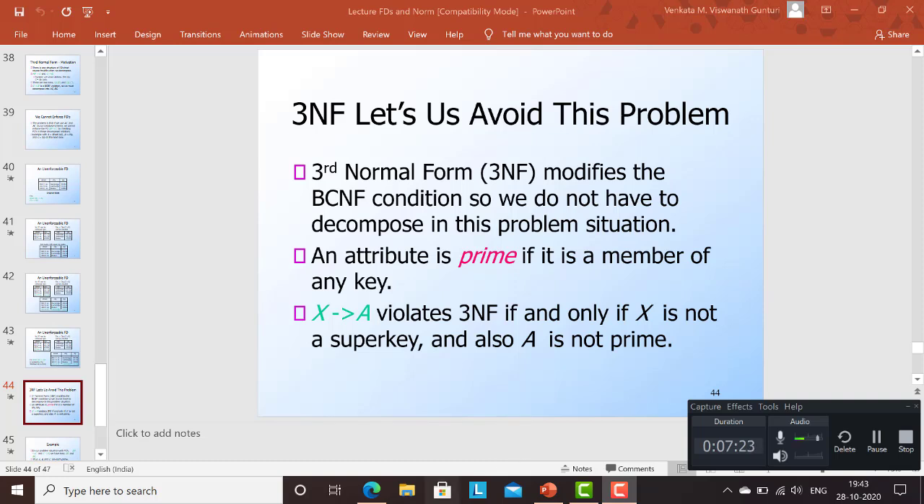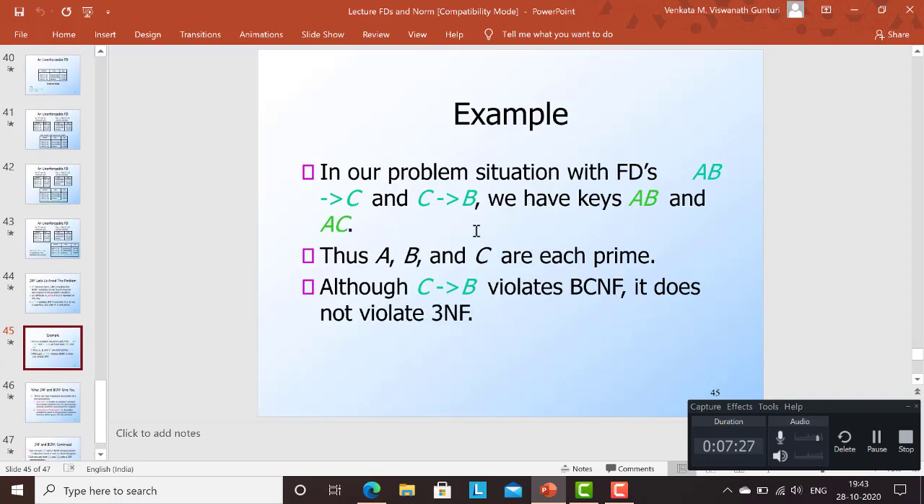Okay. So now let us go back to our example here. In this case, we had that ABC relation with these two FDs, AB implies C and C implies B, and we had two keys, AB and AC. So each of these are prime attributes, because A is a part of two keys, B is a part of this key, and C is a part of this key. Essentially all three attributes are prime attributes in this case.